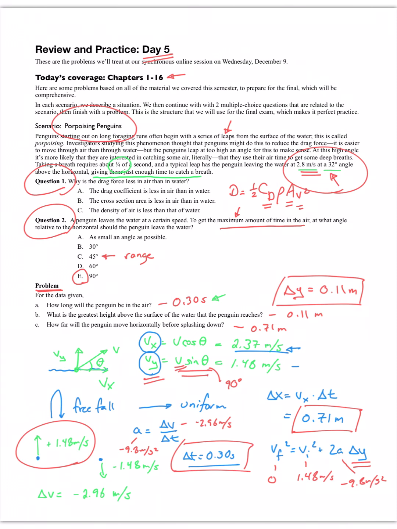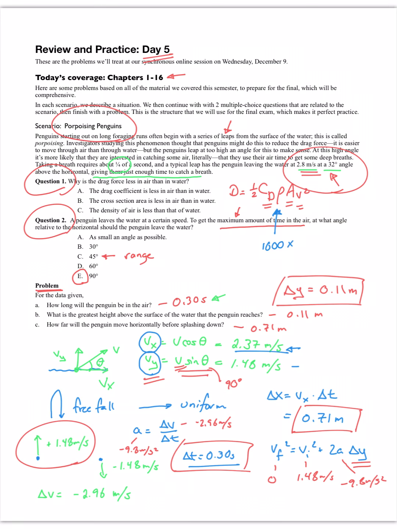The only thing which is different between water and air is the density. And water is about 1,000 times as dense as air. And so as a consequence, you're going to experience a drag force that's about 1,000 times as big. And it's related to the density.